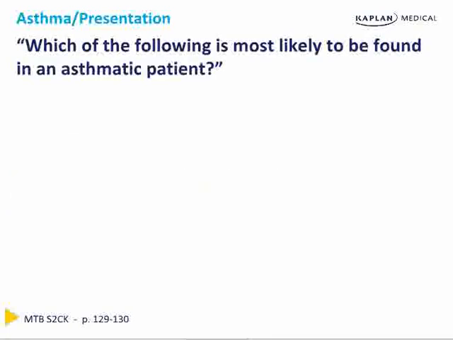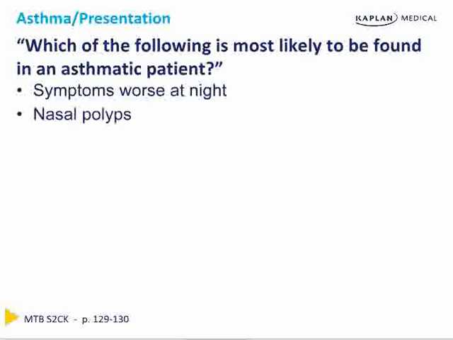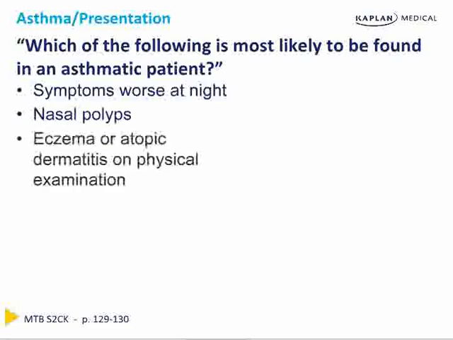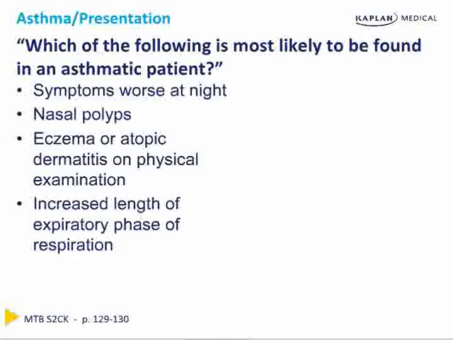Now, let's take a moment to think about some ways that asthma can be tested on Step 2. One way is that they'll ask you for certain signs, either by history or on physical exam, that are very characteristic of an asthmatic patient. Here are some good examples. Symptoms worse at night, nasal polyps, eczema or atopic dermatitis on physical exam, increased length of expiratory phase of respiration.